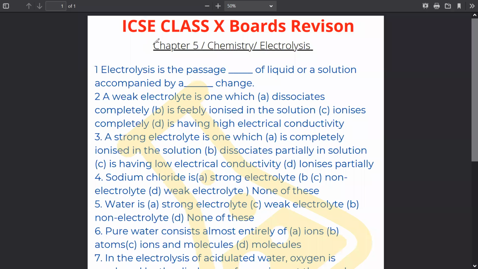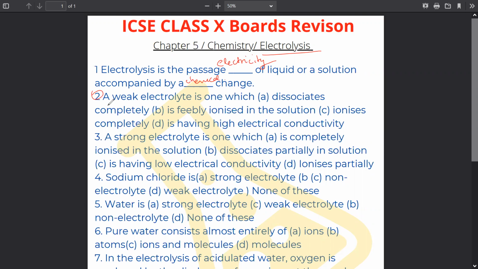Okay, so in this video, we'll be doing MCQ questions of chemistry of electrolysis. So the first question is: electrolysis is the passage of dash. So it is a passage of electricity accompanied by a chemical change.